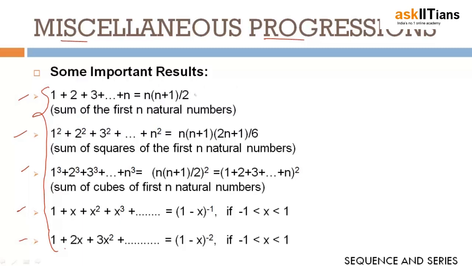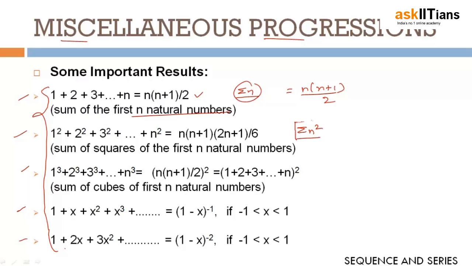If you look at the first series, we write it as summation of n. This means the summation of the first n natural numbers, and it is given by n into n plus 1 by 2. These results do not need to be proved, and we don't require the derivation for these results, although you can find it in some books, but that's not at all necessary.